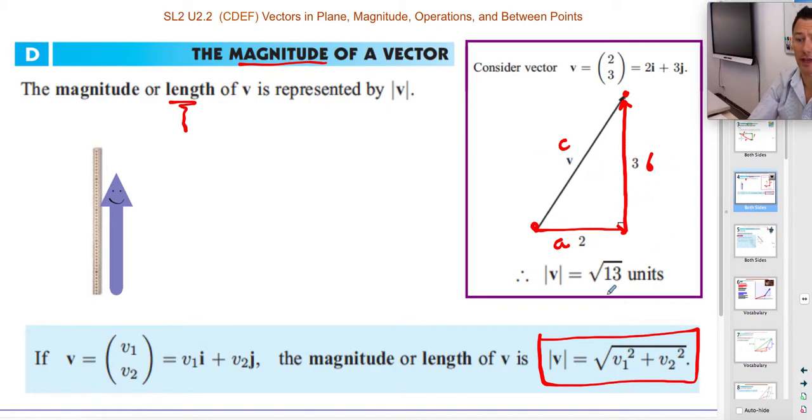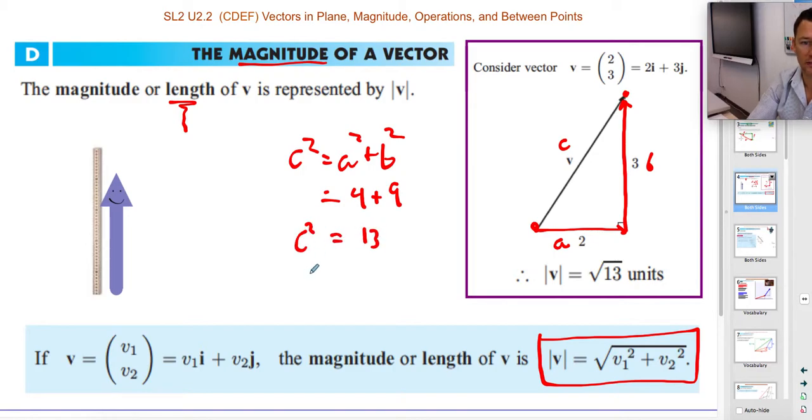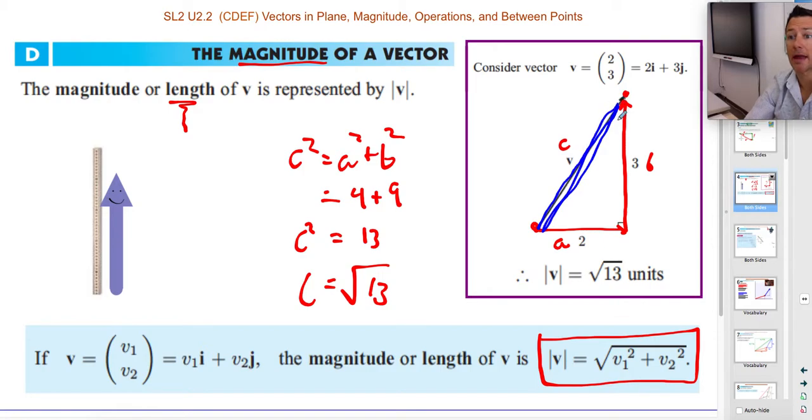In this case, c squared is a squared plus b squared. I know that a is 2, so a squared is going to be 4, and b is 3, so b squared is going to be 9, so that's going to be 13. So c itself is just going to be root 13, and that's the length of this vector, the magnitude. So we're measuring how tall are you. Great. Moving on.